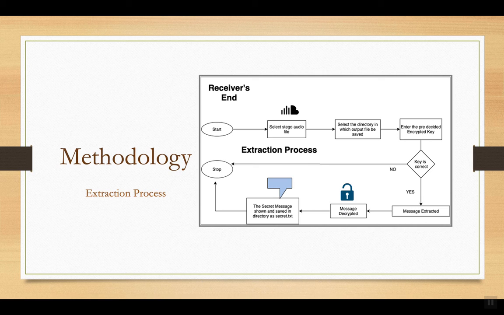Next, the extraction process. In extraction process, at first the embedded audio file is selected. Then the user has to select the directory in which the output file will be saved. Then enter the pre-decided encryption key which will be used to decrypt the message. If the key is correct, then the program will move on to the next step, otherwise the program will stop. So first the message will be extracted from the audio and then decrypted. The output will be shown as well as a text file named secret.txt will be saved in the chosen directory.